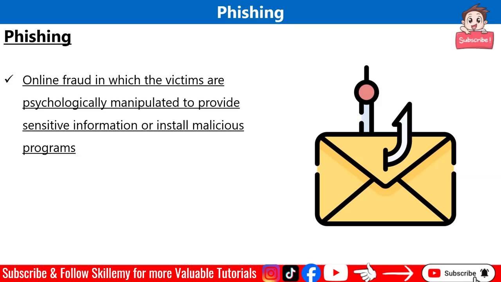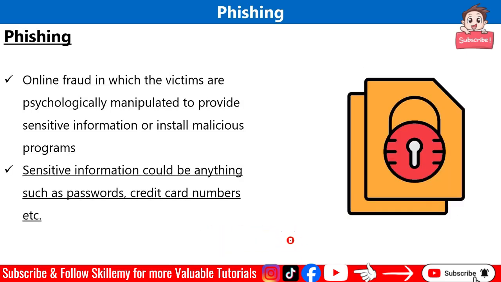Phishing is a type of online fraud in which the victims are psychologically manipulated to provide sensitive information or to install malicious programs in their computers or mobile phones. This sensitive information could be anything, such as passwords, credit card numbers, or other personal details as well.